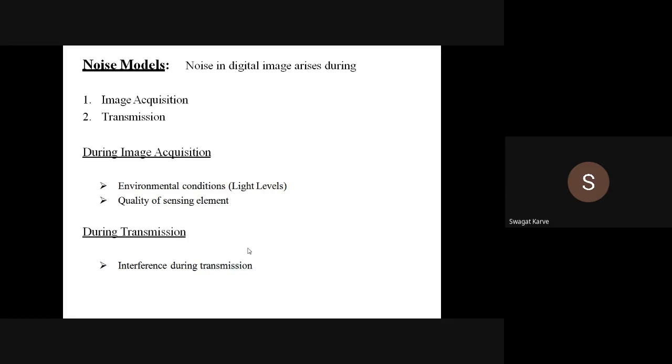Now what happens during this image acquisition? Because of different environmental conditions and the quality of the sensing element, which is one of the major causes. The device or sensor through which you capture the image must be of good quality, otherwise you will get a noisy or degraded image. Then during transmission. So image acquisition and transmission are the two major causes of image degradation.